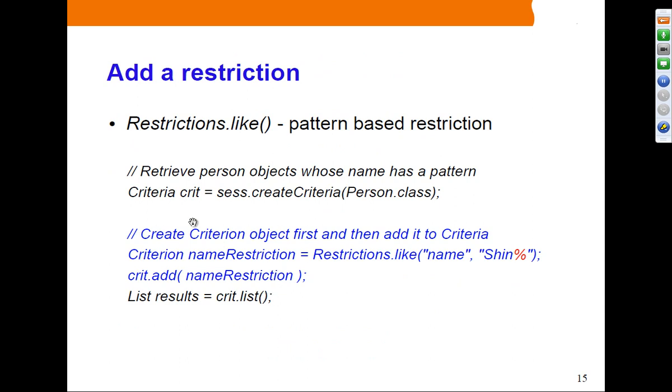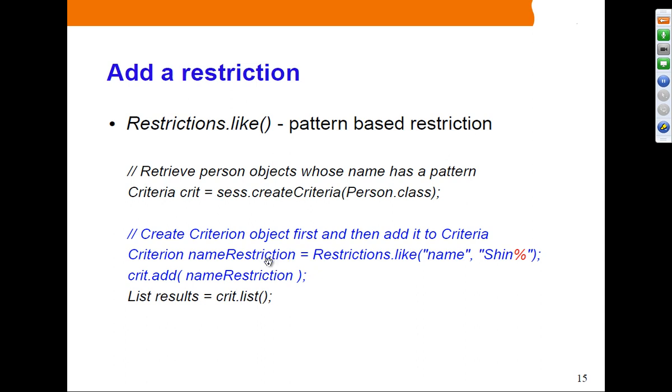Here you first create the criteria object, and then you call Restrictions.like. Restrictions.like is going to return a criterion object. So basically the name is a pattern of Shin and whatever comes after that. Then you add this restriction, which is a criterion object, using the add method. And when you perform list, it will use this restriction. These restrictions will be used to create the where clause underneath.